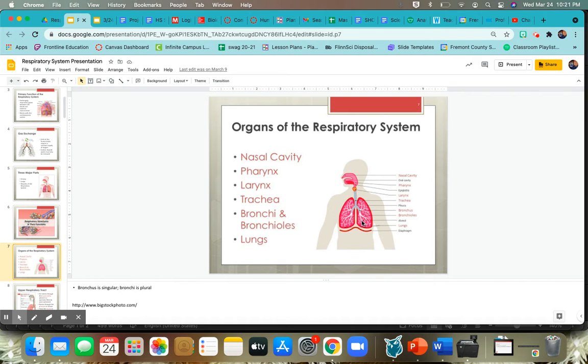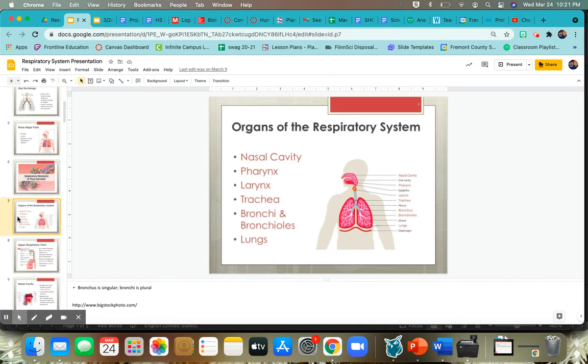Then you have your bronchi and your bronchioles. Bronchi is a plural word for bronchus. Okay, so that's what this word is here, this bronchus. Bronchi is just plural for that. And then your bronchioles are your branches and stuff within your lungs. So those are your main organs.